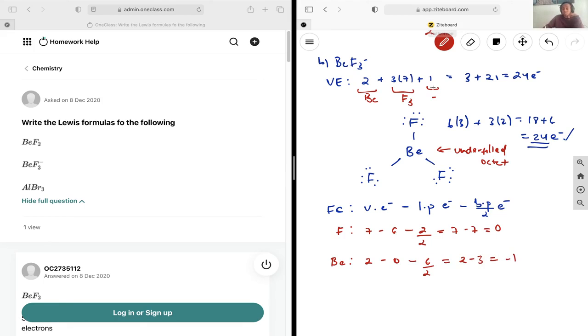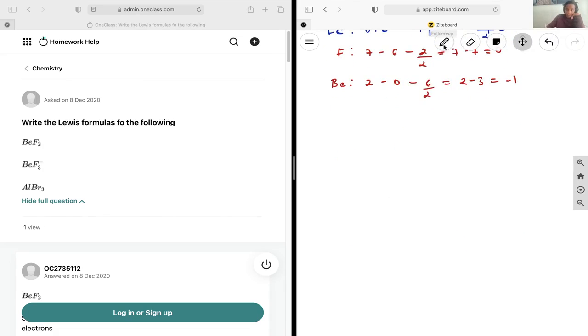In this scenario, that does make sense. We're asked for this, and it has the negative charge here. So the negative charge is being caused by the beryllium. And that is going to be our final answer. The formal charges make sense, and the valence electrons make sense. On to our next one.